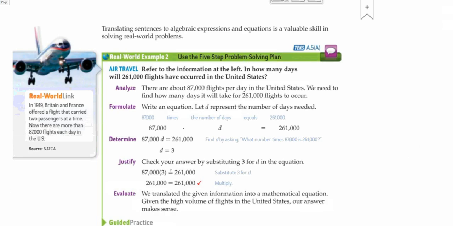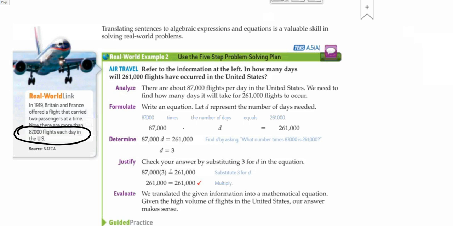All right, so let's take a look at example number 2 using the five-step problem solving process plan. And here is the situation. Refer to the information on the left. In how many days will 261,000 flights have occurred in the United States? Well, in the link it says at the very bottom, there are more than 87,000 flights each day in the United States. That's coming straight from that right there.